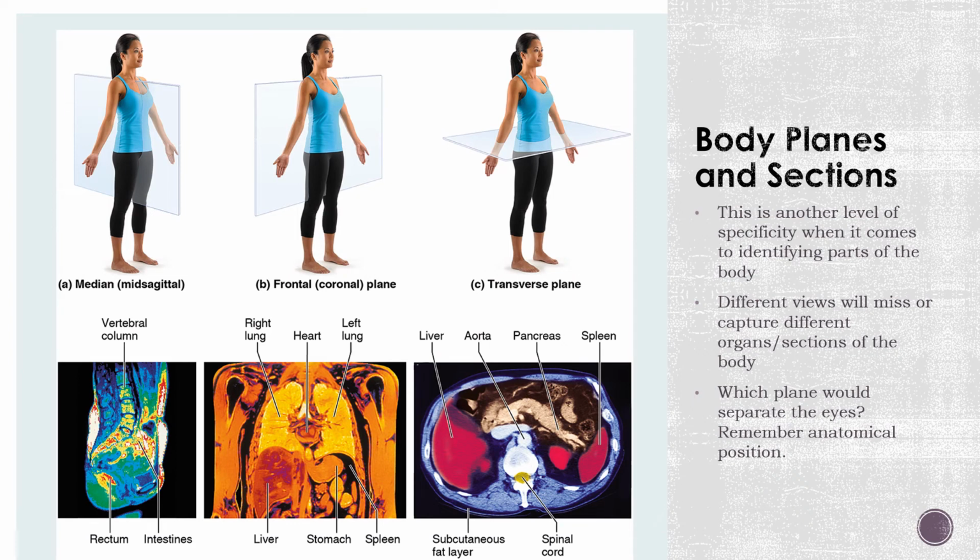And another layer of the anatomical language, body planes and sections. Just another level of specificity when it comes to identifying parts of the body. So you can see here how different views might miss or capture different organs and sections.